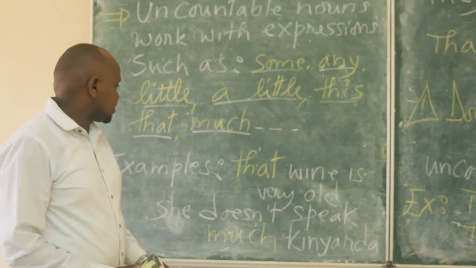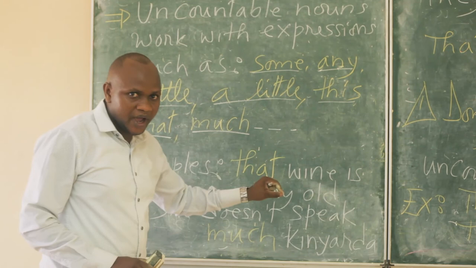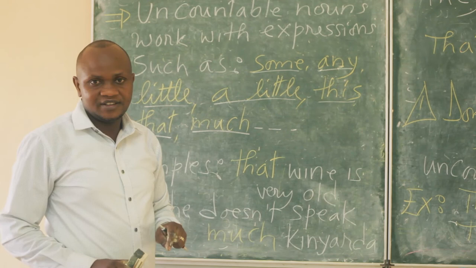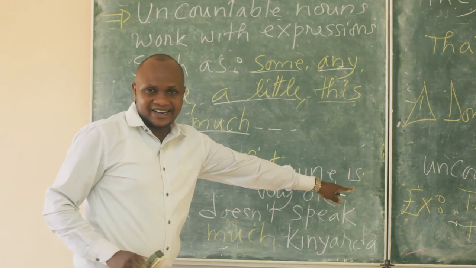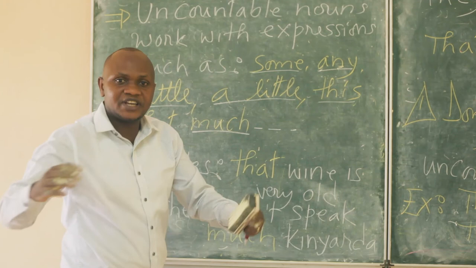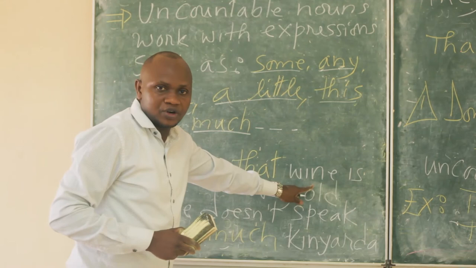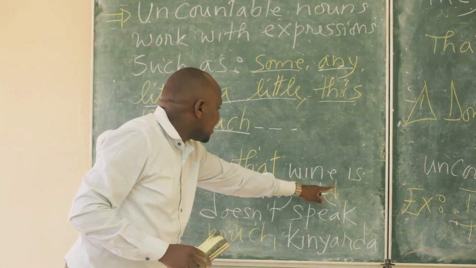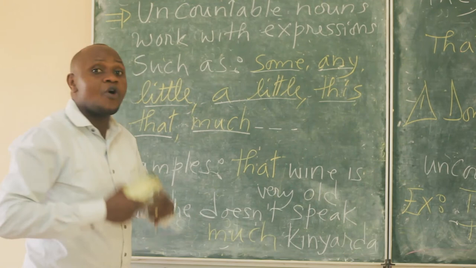For example, I can say, that wine is very old. That wine is very old. That one, that wine. Which means that we can say, that wine are, or those wines are very old. Unless they are wines in different bottles, in different places, those wines. But we are learning that you cannot put wine in the plural, because it is uncountable now. For example, that wine is very old. And you know that an old wine or old wine, you know that old wine is that old wine.